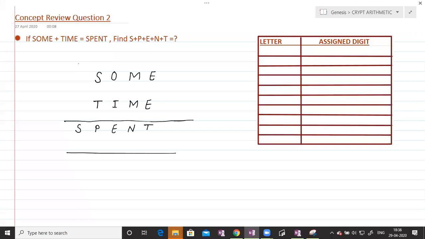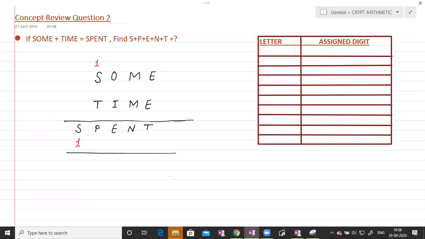Shreyas got 19. Shreyas, wonderful, great. Shreyas, what is the value of S? Of course, S must be 1. Good. S must be 1. This is also 1. Great.